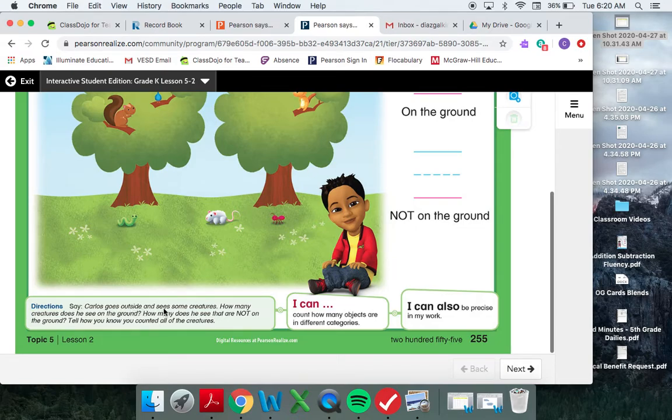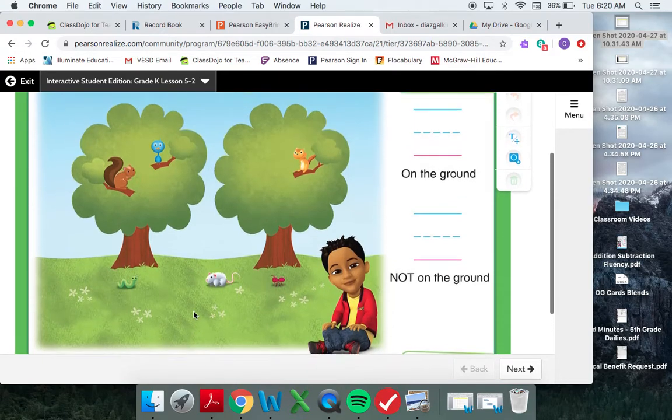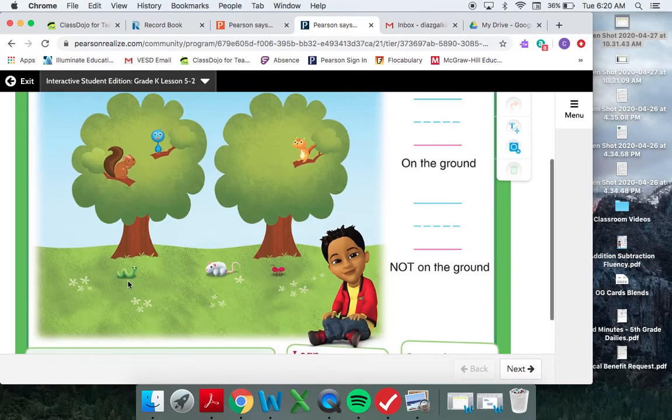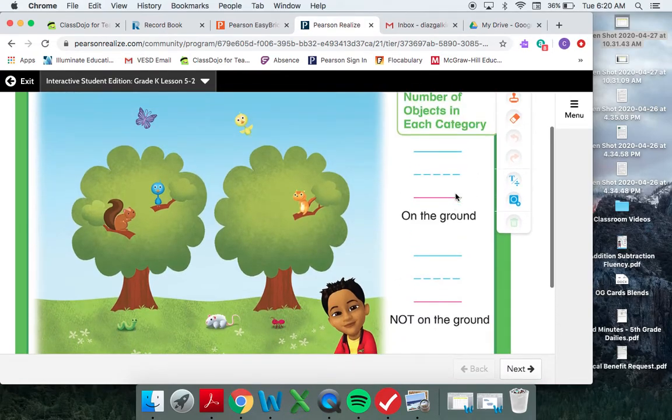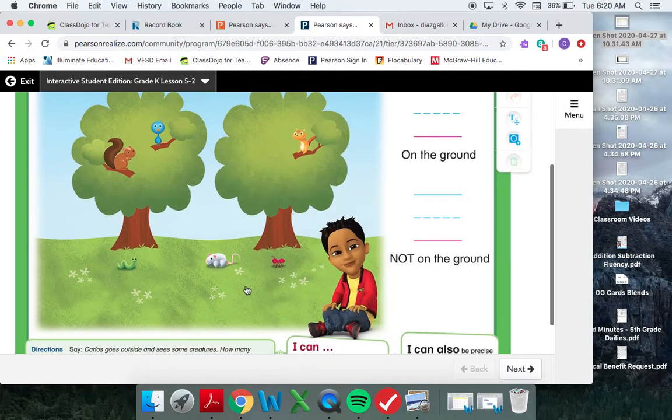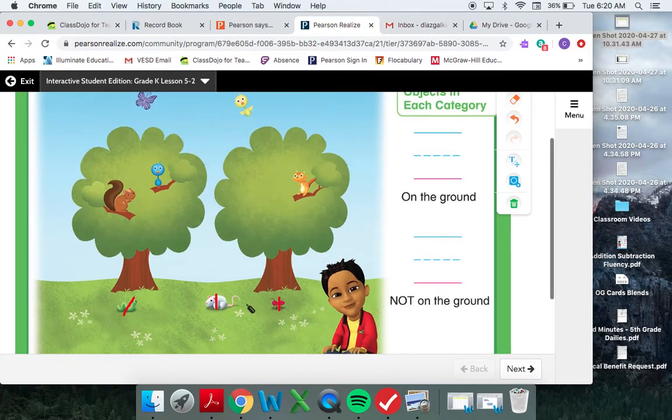So Carlos goes outside and sees some creatures. How many creatures does he see on the ground? How many does he see that are not on the ground? Tell how you know. So here, what you can have the kiddos do is put their tally marks on the side over here, and I'll do that right now. Okay, so I'm going to count the creatures on the ground. 1, and I like to even put a line through them. 2, 3, especially as kiddos are working on being able to recognize so that they didn't miss any. That's typically where kiddos make the mistake.